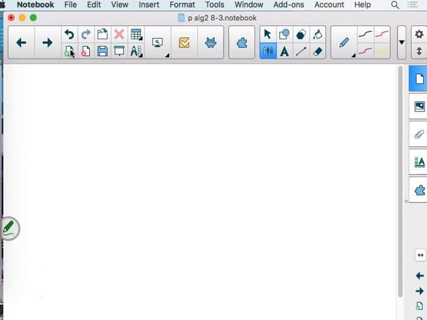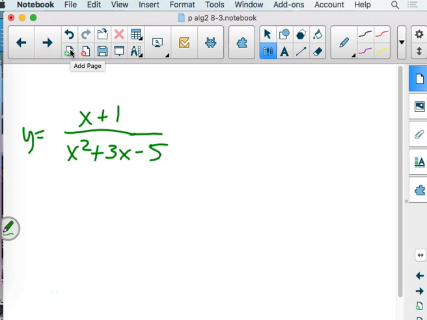Let's say we had this. And we don't want to memorize. We want to know why this would have a horizontal asymptote or not. That's what we want to know.